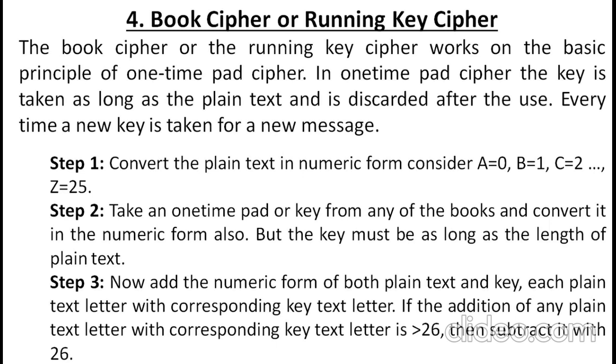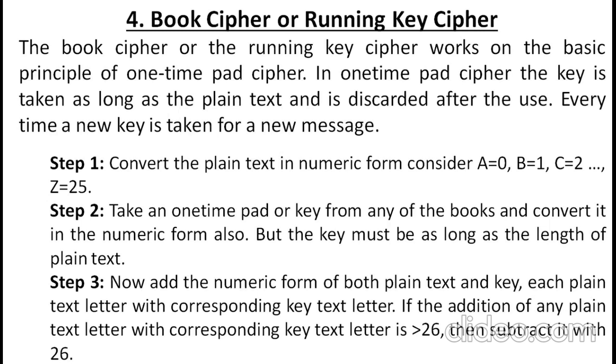Step number 3 says, now add the numeric form of both the plain text and key. When you generate the numeric form for the plain text and key, add both the numbers, each plain text letter with the corresponding key text letter. If the addition of any plain text letter with the corresponding key text letter is greater than 26, then subtract it with 26.